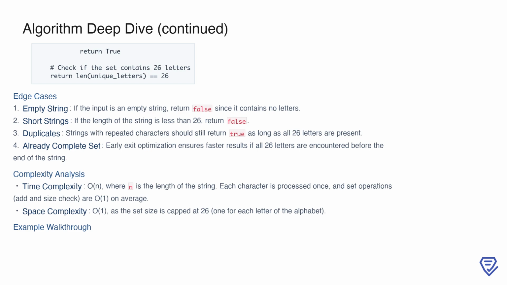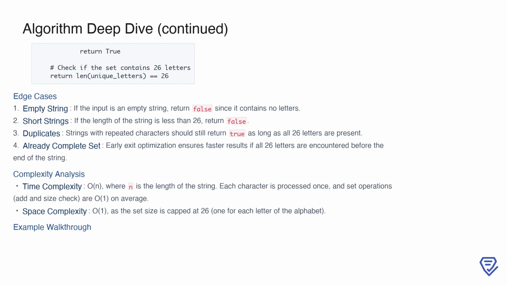If it is, we return true, as this means the string is a pangram. Otherwise, we return false. This approach also accounts for edge cases. For example, if the input string is empty, we return false, as it contains no letters. Similarly, if the string is shorter than 26 characters, it cannot be a pangram, so we return false.